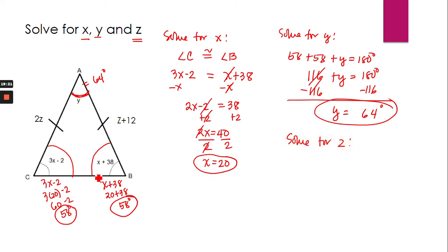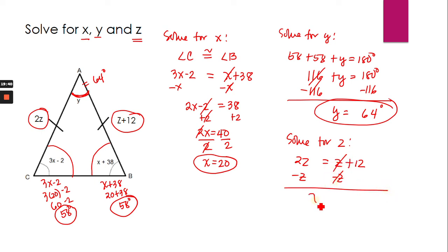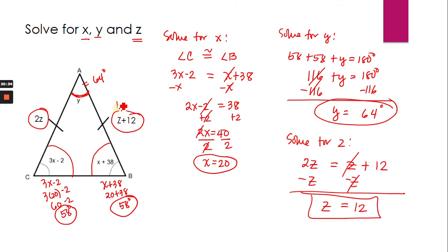How do we solve for z? Here, 2z and z plus 12 are the legs, so we can say that 2z is equal to z plus 12. Subtract both sides by z. z is equal to 12. So z is 12, so 12 plus 12 is equal to 24. And 2 times 12 is also 24. Okay, so they are equal.